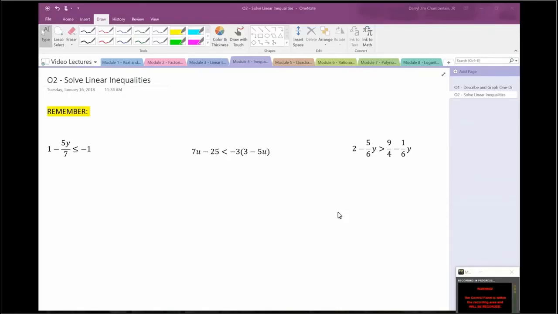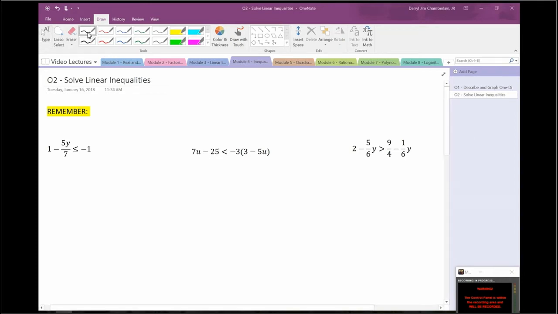Hello. In this video, we're going to focus on solving different types of linear inequalities. So if you haven't looked at the video on how to solve equalities, you'll want to go back and look at that, because a lot of the things that were used and talked about over there, we're going to talk about with inequalities.